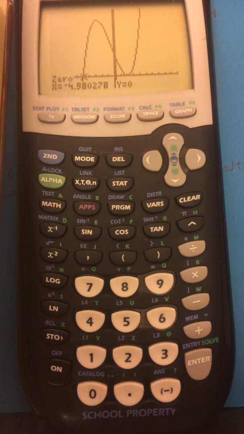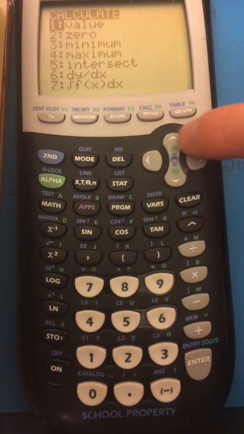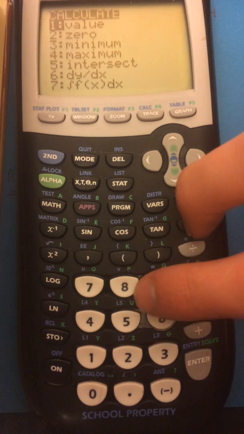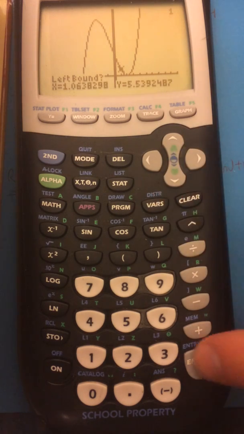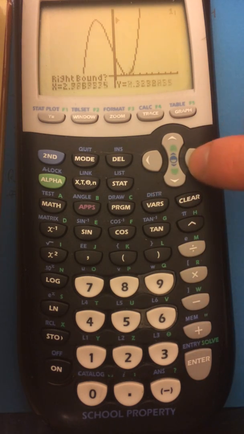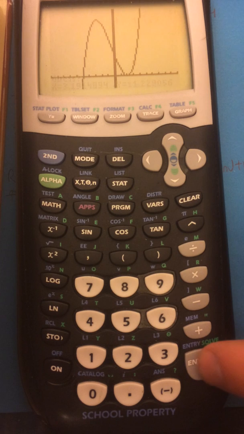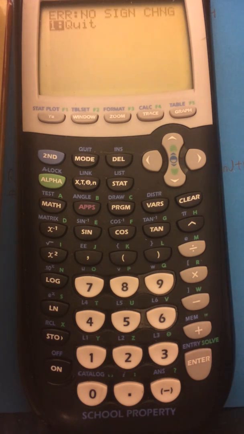So now for the second supposed zero, we're going to do the same thing: second calc, or second trace, 2, and we're going to go to a point a little bit to the left of this second supposed zero, and a point a little bit to the right of it, and it's going to bring us to... and it says error, so there is no second zero. That means our only zero is negative 4.9800.